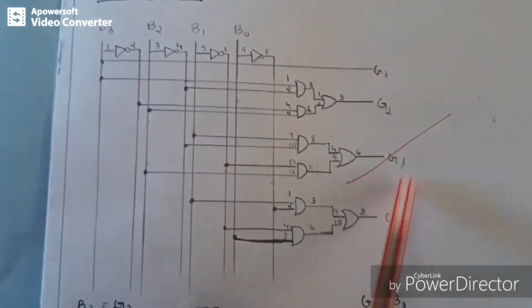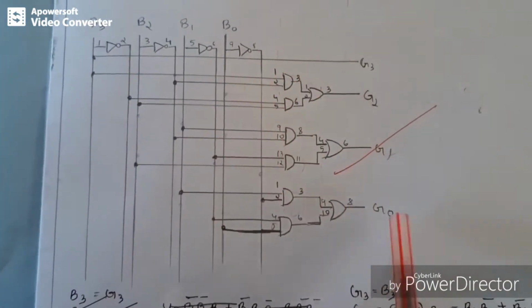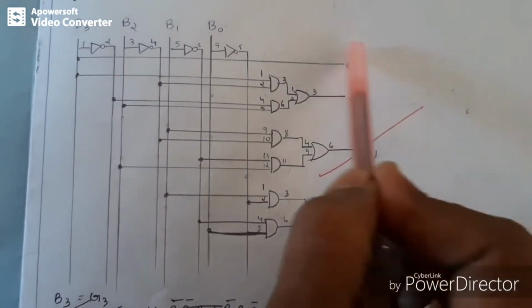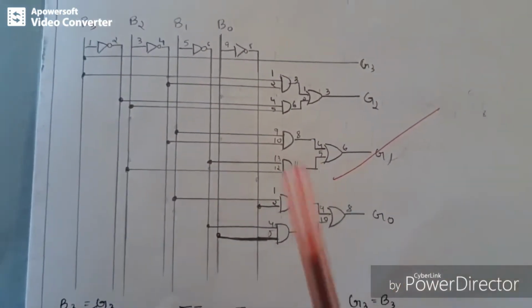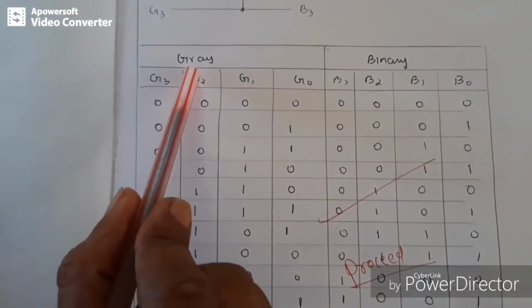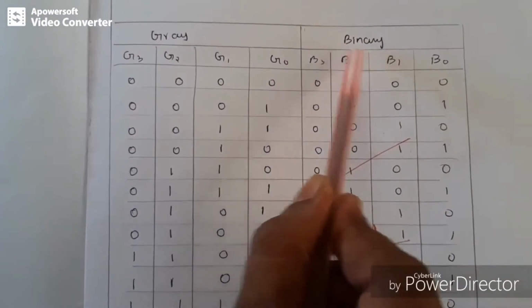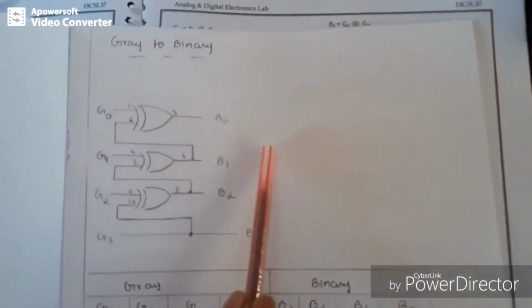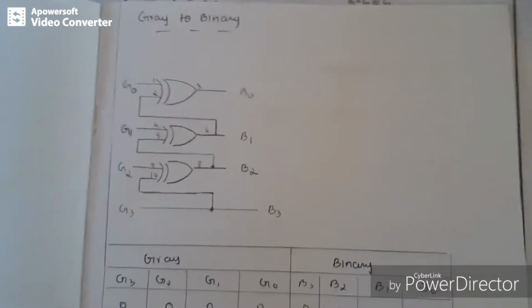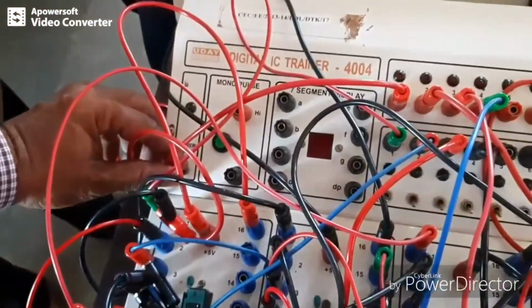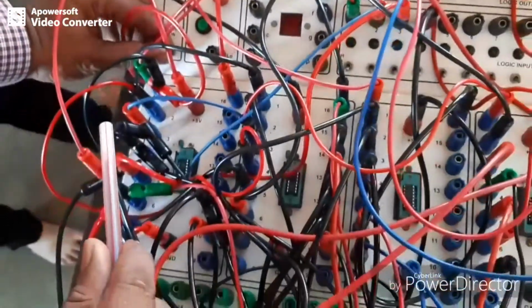So when you implement this one, this is the circuit diagram: G0, G1, G2, G3, where G3 is the MSB and G0 is the LSB. After this, this is the code for gray to binary. When you implement this one, you will get the circuit diagram. This is the circuit diagram, gray to binary. So this is the implementation circuit diagram.